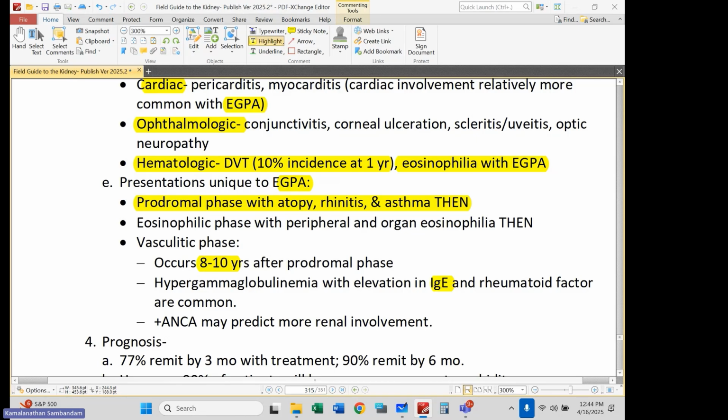Okay. You can see elevations in IgE, and there are even some therapies that are used by allergy and immunology that are directed against this pathway of autoimmunity that are used for refractory asthmatics, where they're using certain interleukin blockade. I've seen that used in some of the EGPA cases.